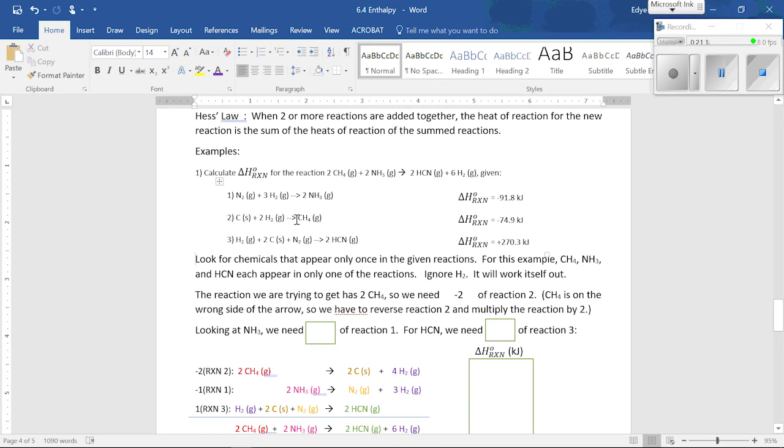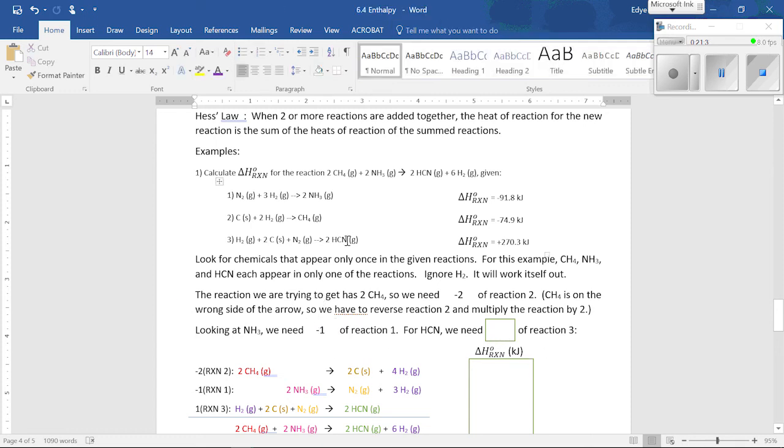This has only 1. All right, let's look at ammonia. So ammonia, I need 2 ammonias on the left side. I have 2 ammonias on the right side. What do you think I'm going to do? I have 2. I need 2, but they're on the wrong side, so I multiply that by -1.